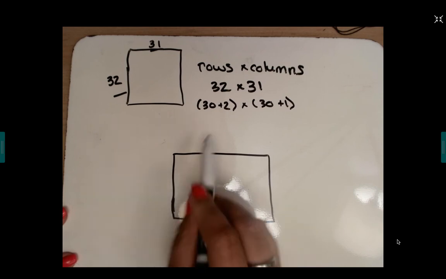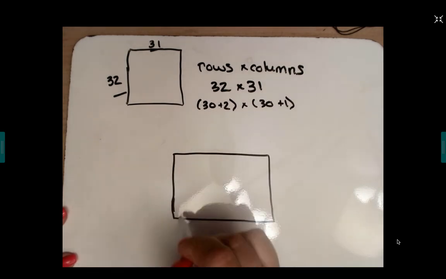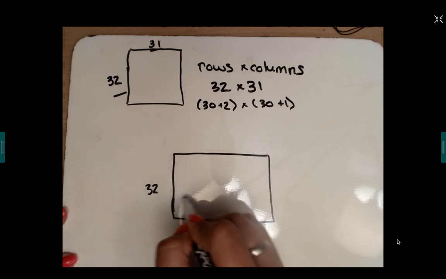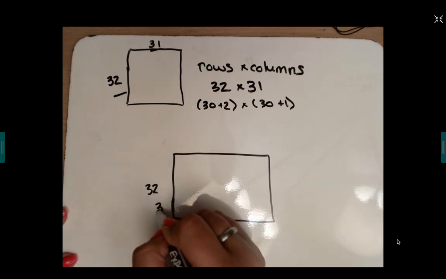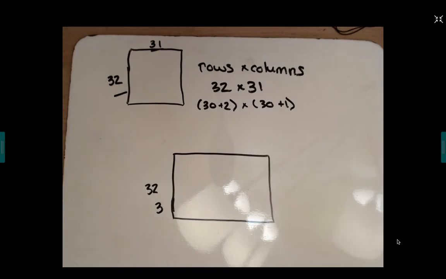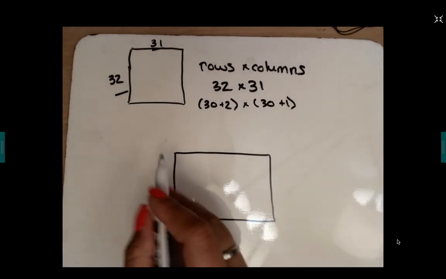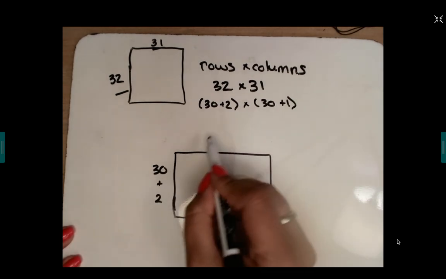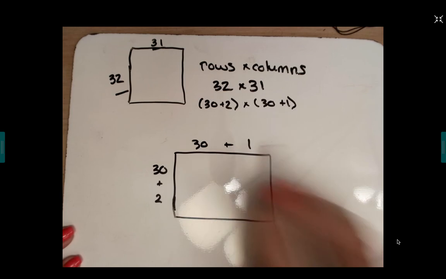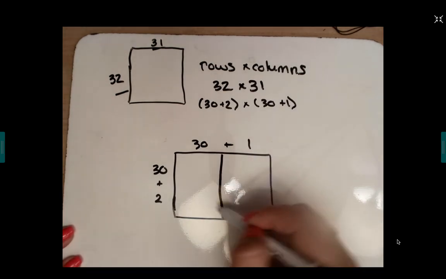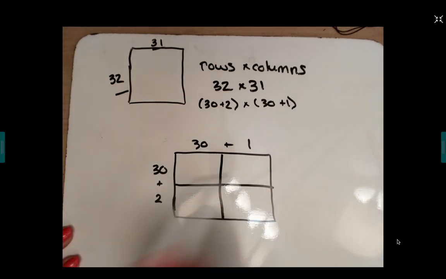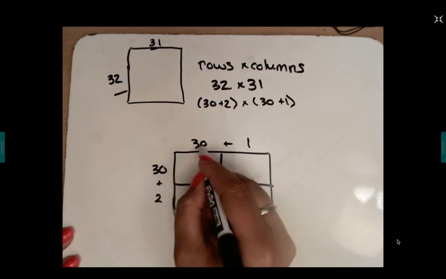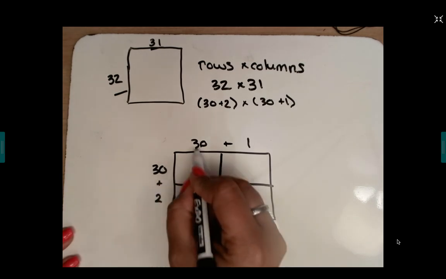And I've got 4 numbers, 2 down. So if this was 32, okay, so we've got 30 and 2, right? Let me put that up here. So 30 plus 2, right? And 30 plus 1. So what I'm going to do is I'm going to multiply 2 numbers at a time. And so for this first box here, this is going to be these 2 numbers. So this row and this column.